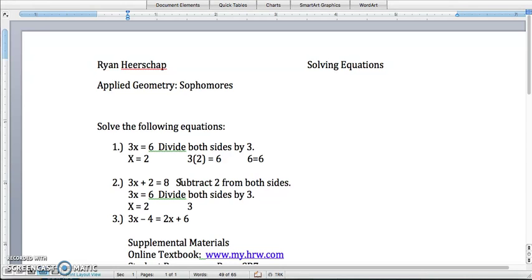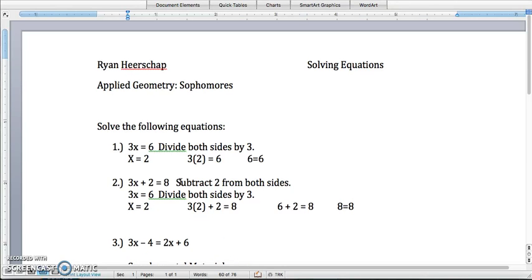Checking to plug this back in, we have 3 times 2 plus 2 equals 8. To check to see if that actually works out, we have 6 plus 2 equals 8, and therefore 8 equals 8, so we are set. x equals 2 is our solution for the second problem.